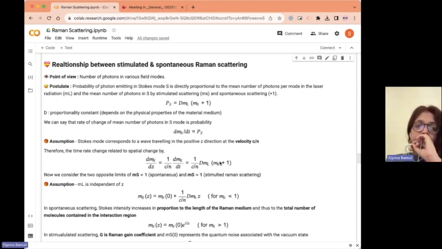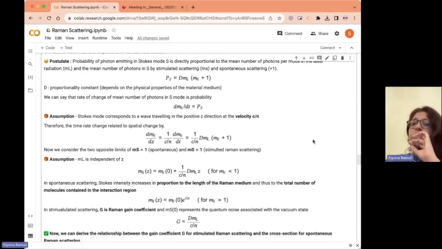Further, by the definition of Ps, which is the probability per unit time for emitting a photon into the Stokes mode, it can be said to be the rate of change of the mean number of photons in the Stokes mode, and thus Ps can be equated to dMs by dt.